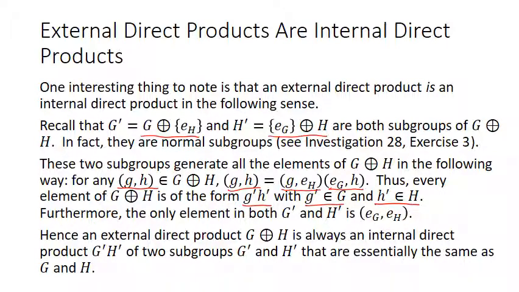Furthermore, the only element that is in G prime and in H prime is the identity element for that external direct product. So what this means is that the external direct product of G and H is always an internal direct product of G prime times H prime for those two subgroups, G prime and H prime, that we found before. And those two subgroups, as we said previously, are essentially the same as G and H. So this is interesting, and this is a strong connection between these two different types of products, and it has actually led to some of the confusion, I believe, in the notation and the terminology that people use.